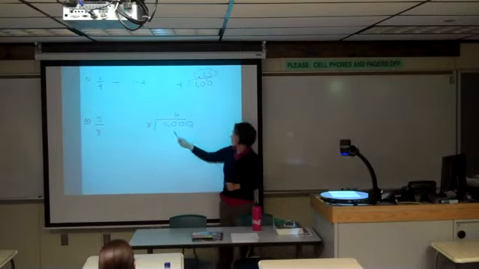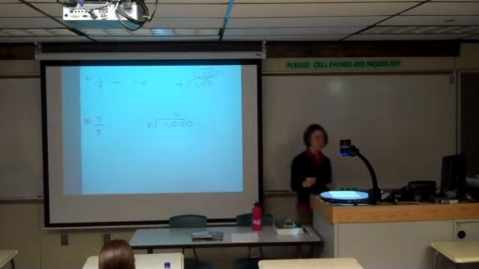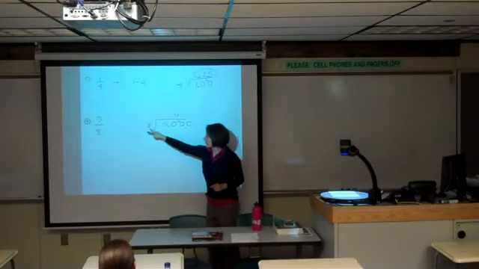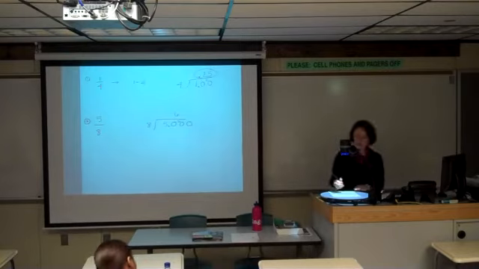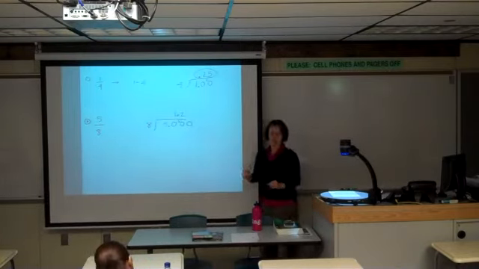If 8 goes into 50 six times, how much is left over? 2. Good. 2 is left over. So now I'm going to repeat the process. How many times does 8 go into 20? Twice. And now what's going to be left over? 4. Good. 4.